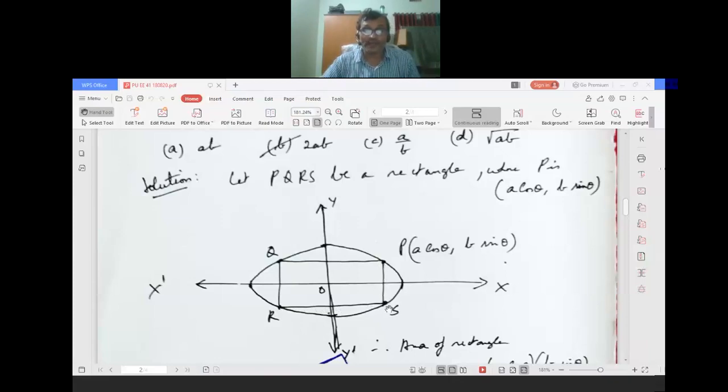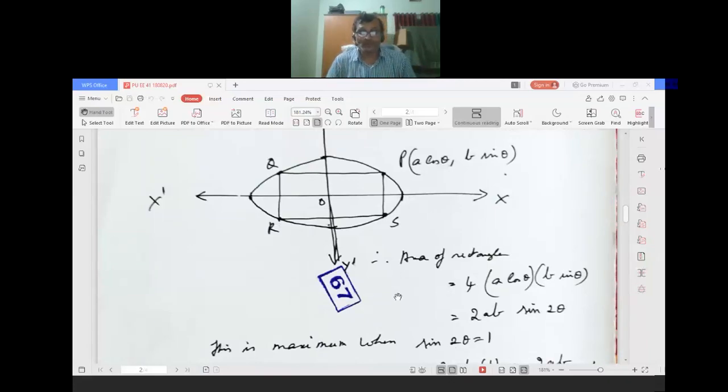So the area of the rectangle will be length into breadth. So length into breadth means 2 into 2, 4, a cos theta into b sin theta. That is just for calculation purpose, because you have to take the maximum. So what we do, we write 2ab separately, and then 2 sin theta cos theta is sin 2 theta.